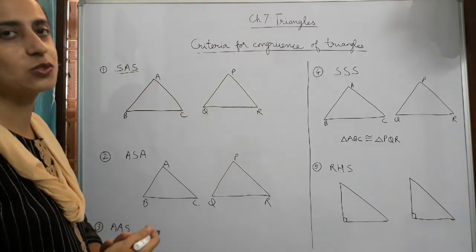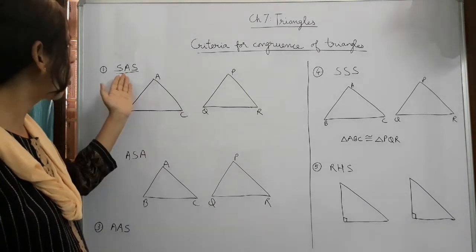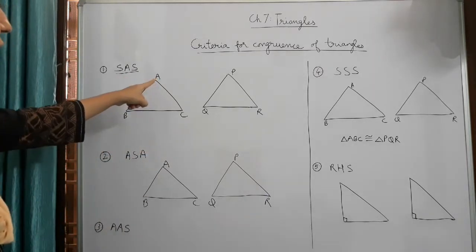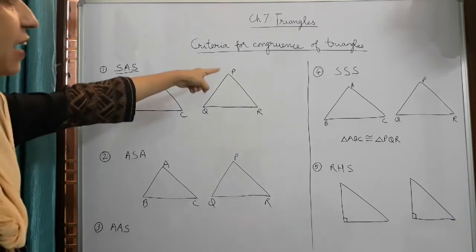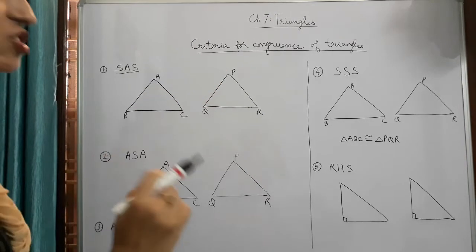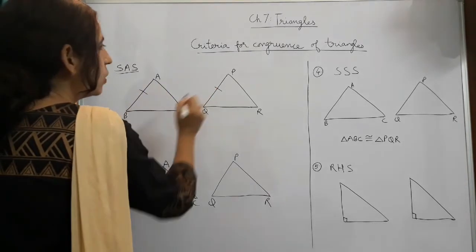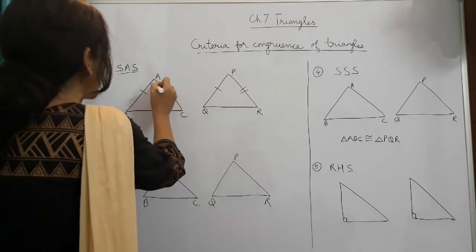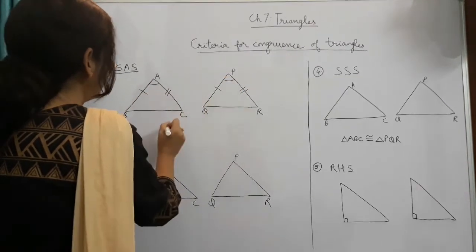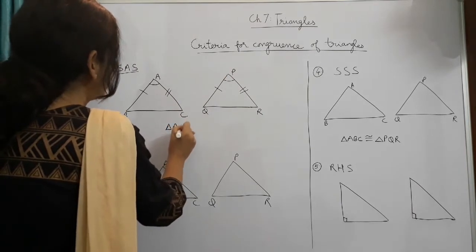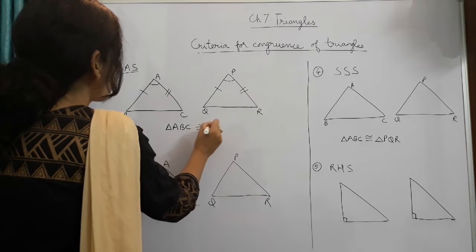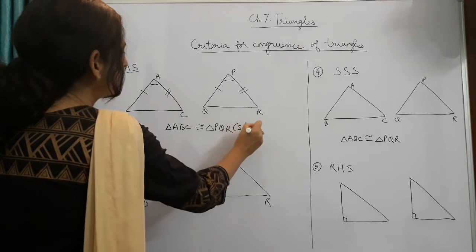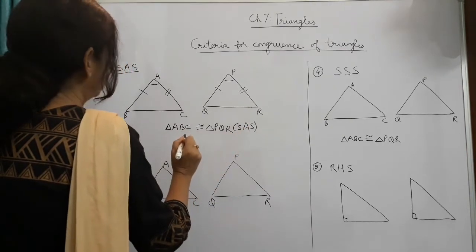Criteria for congruence of triangles. So first of all we come on to SAS criteria for congruence. If we have triangle ABC and triangle PQR such that AB is equal to PQ, AC is equal to PR and angle A is equal to angle P, then we can say that triangle ABC is congruent to triangle PQR by SAS criteria of congruence.